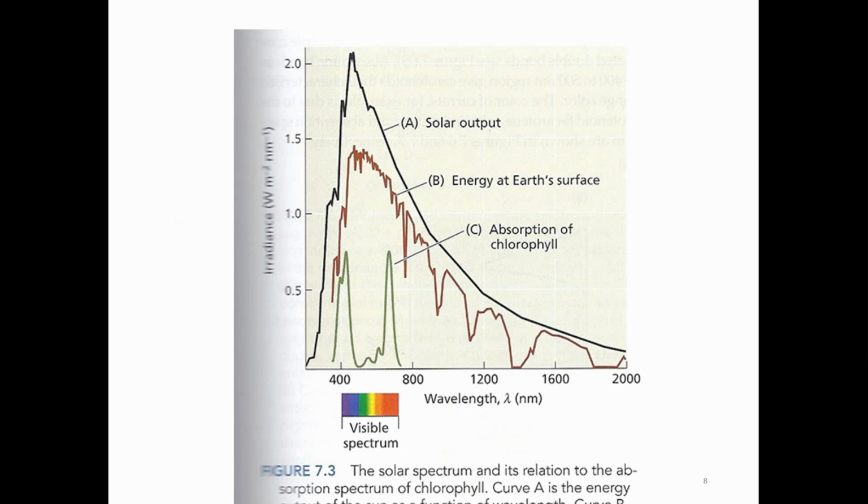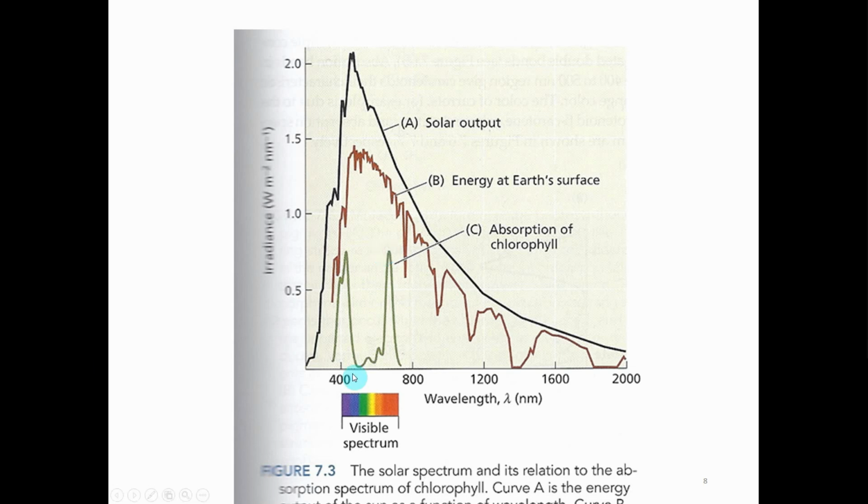Here again, this is reiterating the fact that plants are exposed to high energy. Look at that solar output. Remember down here, wavelength 400 to 700, that's what the plant can use. Look at the range of that solar output. Look at the energy at Earth's surface level. And this is the absorption of chlorophyll. You can see there are two beautiful peaks over here.